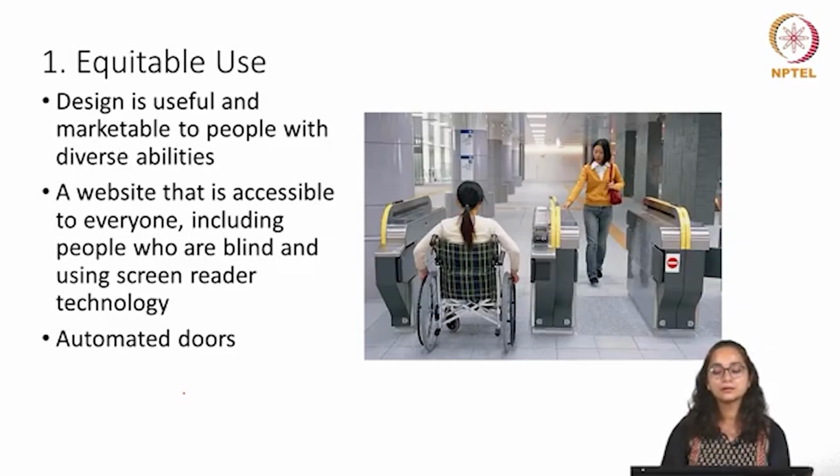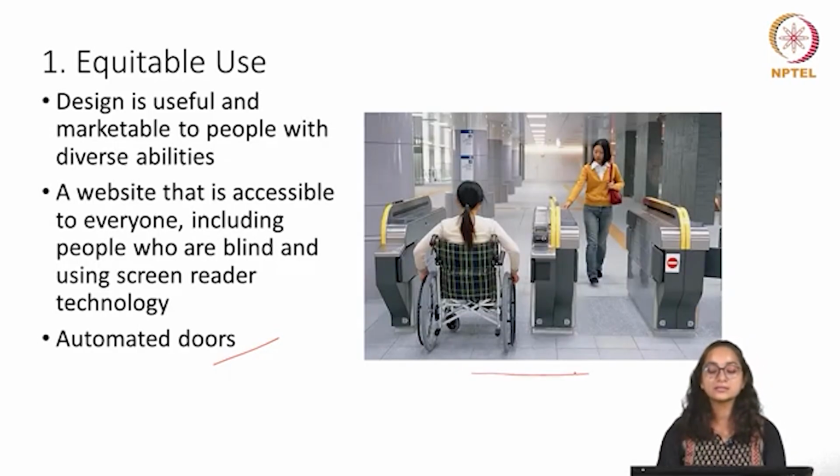It is equitably useful to people who are wheelchair users, who are blind, who are short, who are very tall, or even who don't have fingers to press some buttons, etc. So, automated doors are a very good example of equity of use. And this image also shows a very interesting example.